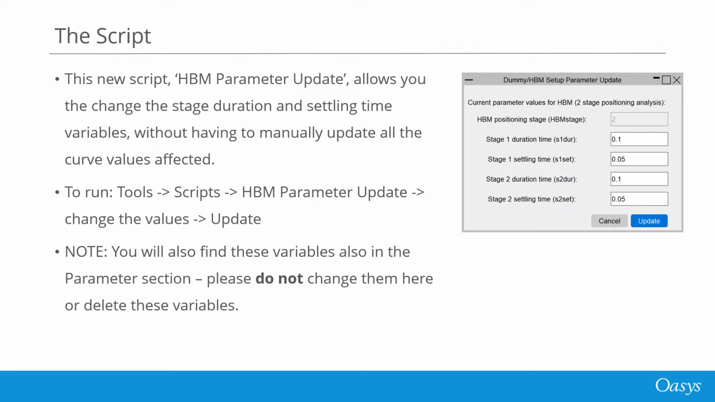To update your variable values, run the HBM parameter update script found in the script section. Note that you will only be able to run this after an initial positioning model has been created. Your current variable values will be displayed. Edit the values you wish to change and click Update. This will automatically update all the necessary values in the Define Curve Smooth keyword.